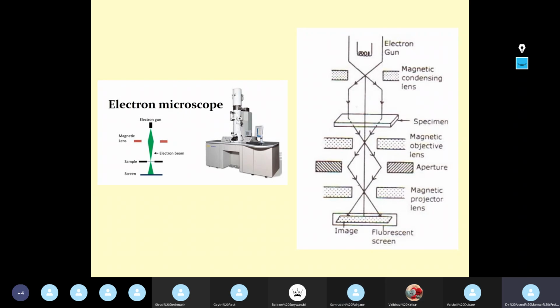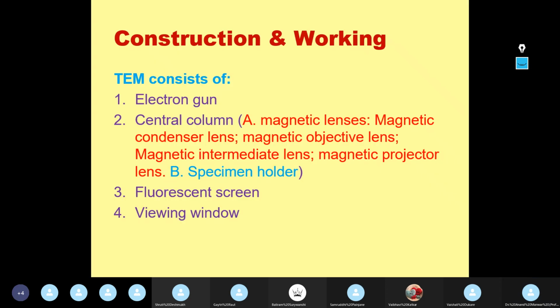So whatever I was talking about is this: an electron gun, magnetic lenses, then specimen sample or holder, and then the place where the image is finally formed. So this is how the image is formed. But I will just go through it fast.